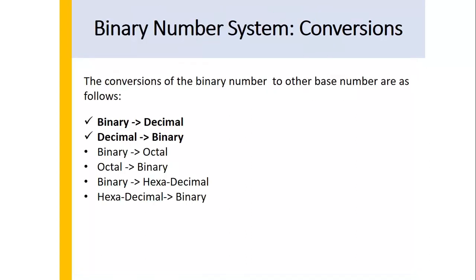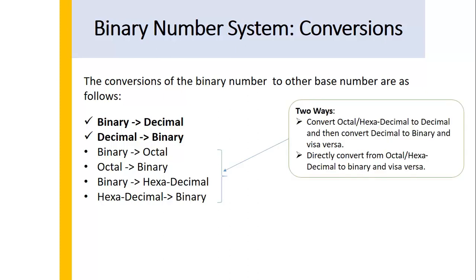So coming back to the binary number system and its conversions, the conversions of binary numbers to other base numbers are as follows: binary to decimal, decimal to binary, binary to octal, octal to binary, binary to hexadecimal, and hexadecimal to binary. The first two conversions, that is binary to decimal and vice versa, we have already covered in the previous session. In this session, we will try to cover the rest four of them.